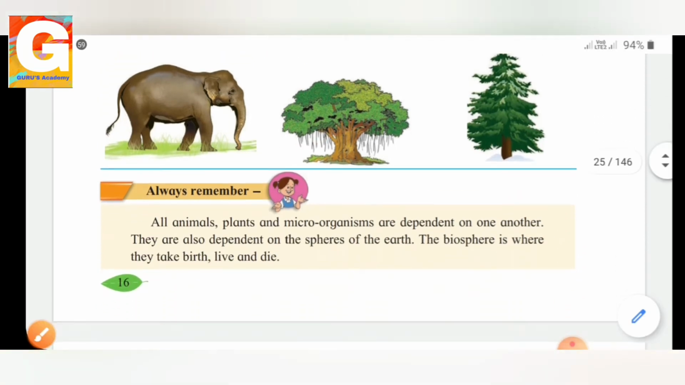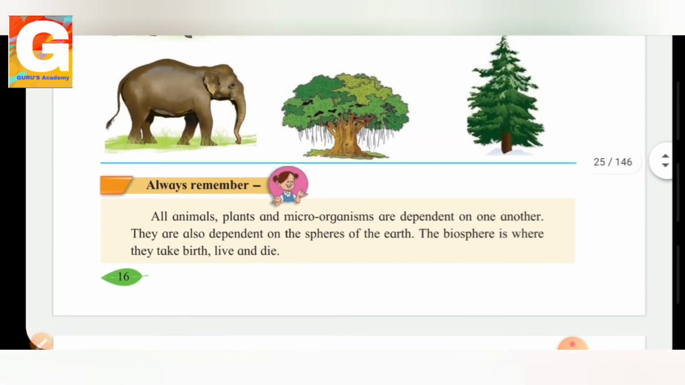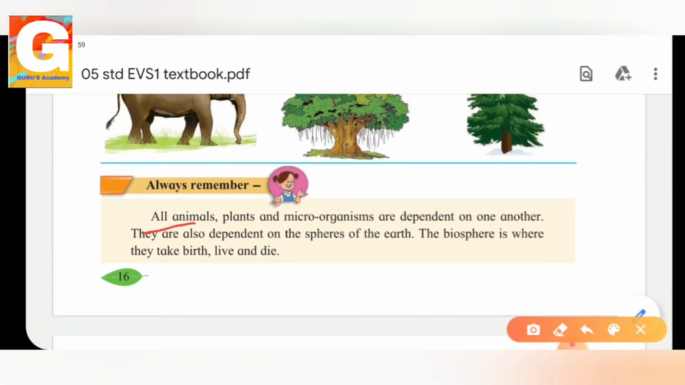Now let's see what we are supposed to always remember. All plants and microorganisms are dependent on one another. Yes, you all should remember, students, that they can't just survive on their own. They are dependent on one another. They are also dependent on the spheres of the earth. The biosphere is where they take birth, live and die. We have learned the biosphere is what? The lithosphere, hydrosphere and atmosphere where living things survive.